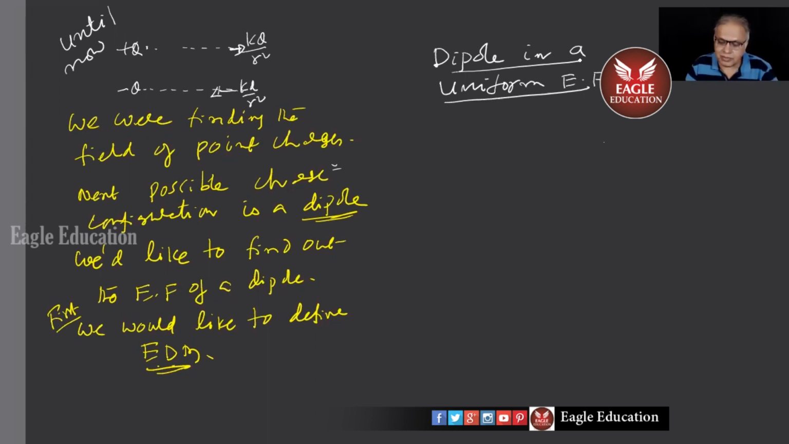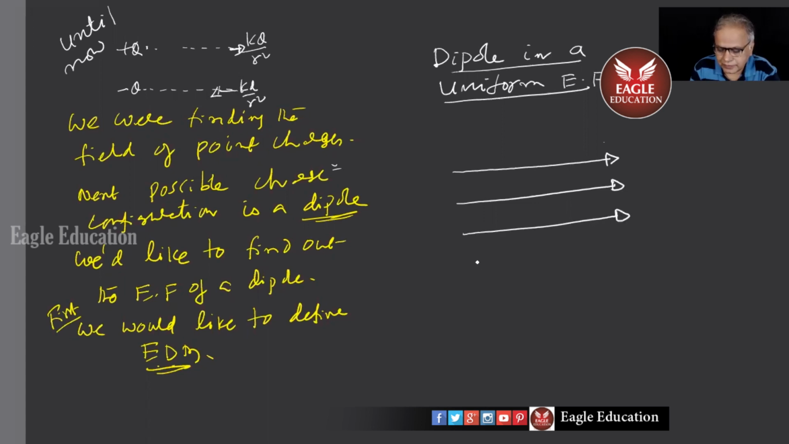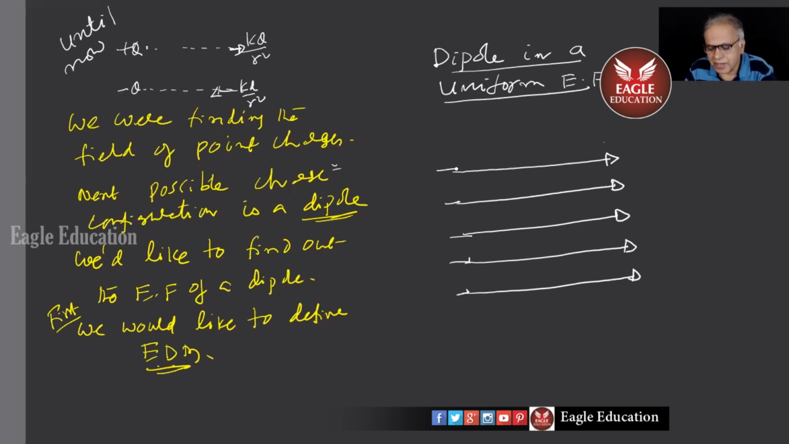Okay. Now that can be shown by parallel field lines. So I'll have a uniform electric field shown by these field lines, in a region of space like this. In such a region, for example, you suspended a dipole.